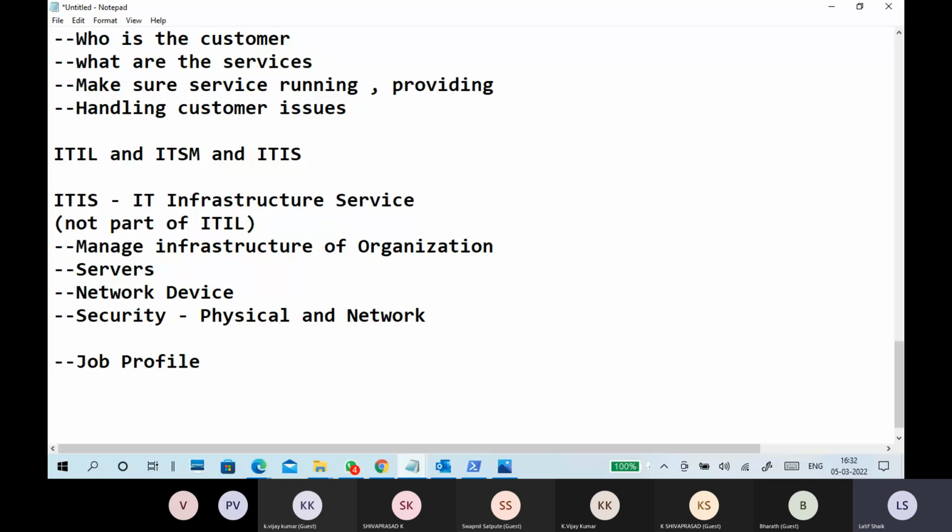Both physical security and network security. Physical attacks will happen, okay, and network attacks will happen. So physical security, network security, operating system, applications, management, network management, of course, network and the network devices.